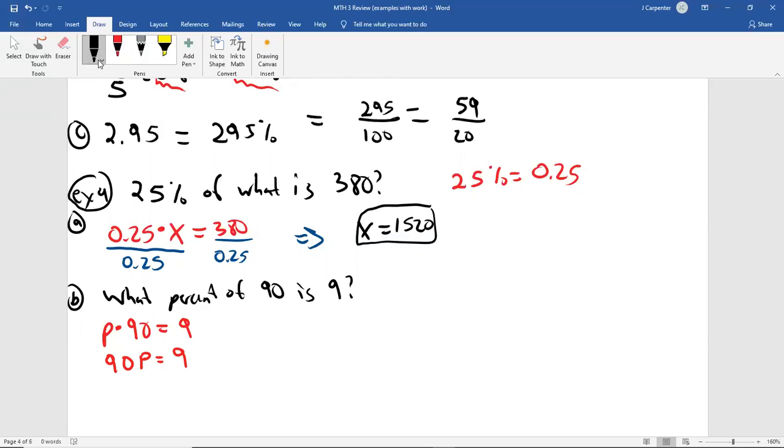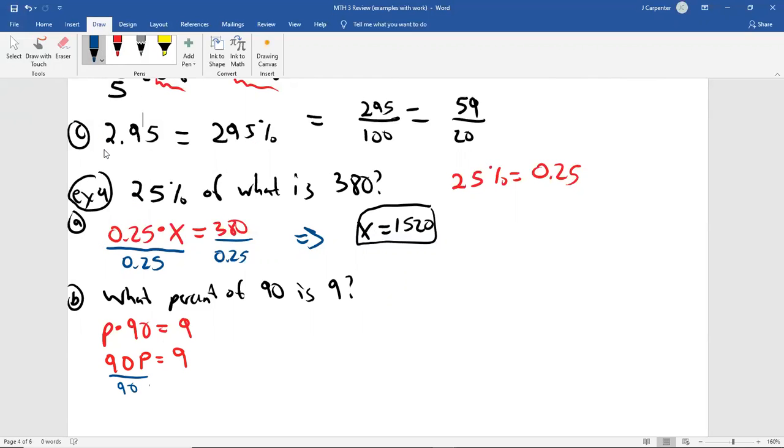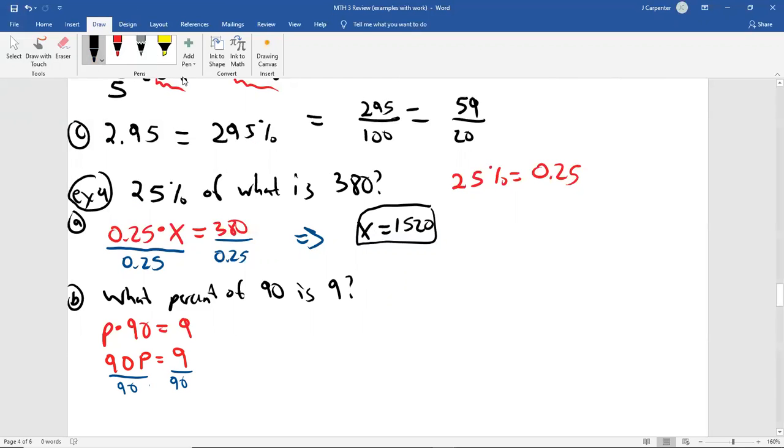So we divide both sides by our 90. And 9 divided by 90, if you reduce that as a fraction, it's 1/10, or 0.1. If you show it with a calculator, it's 0.1. Either way, you're going to get P equals 0.1. This is not the answer. That is not a percent. You must convert that by moving its decimal right twice, which gives us 10%.